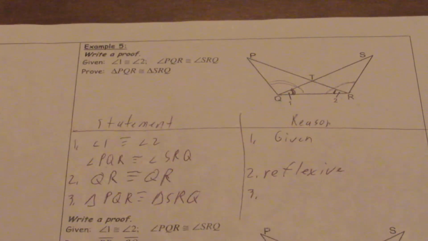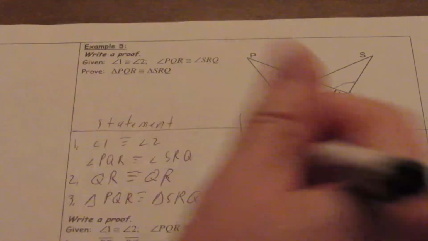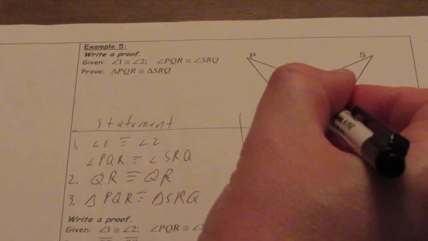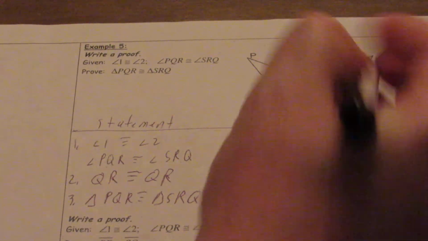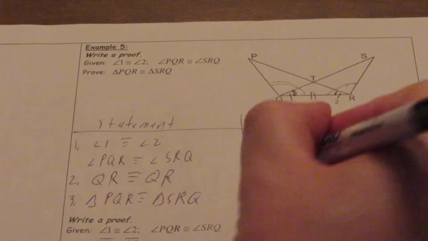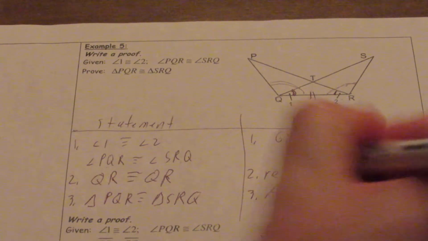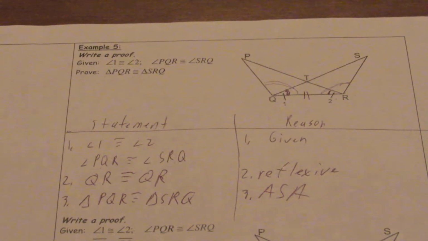And again, if you have trouble seeing this, draw one of these 2 out and look at how you marked it. Just don't use the markings from the other triangle. But in this case, I have angle, I have this side, and then I have that large angle. So angle, side, angle.